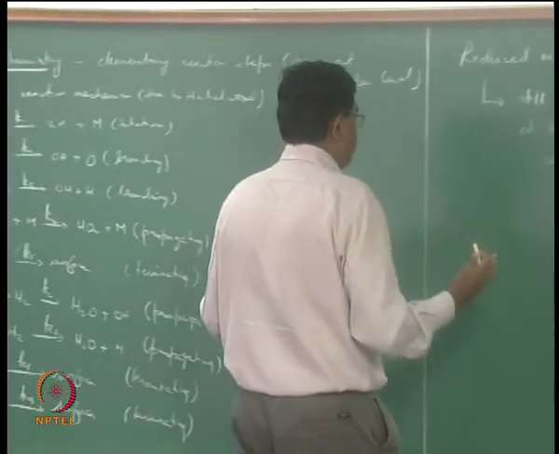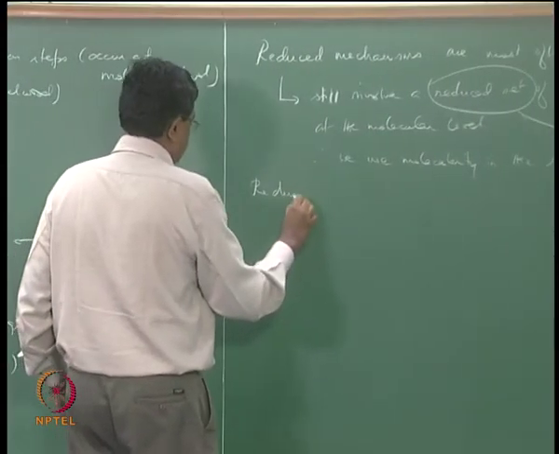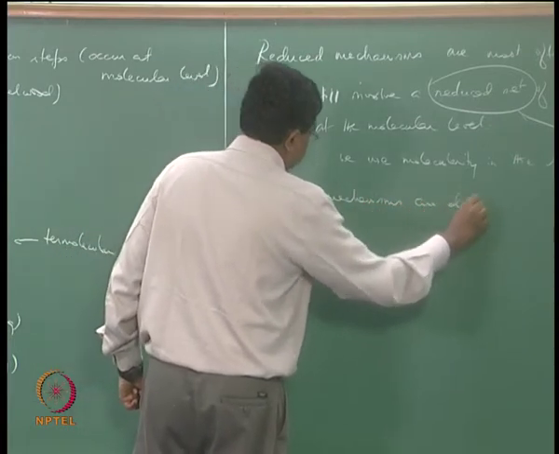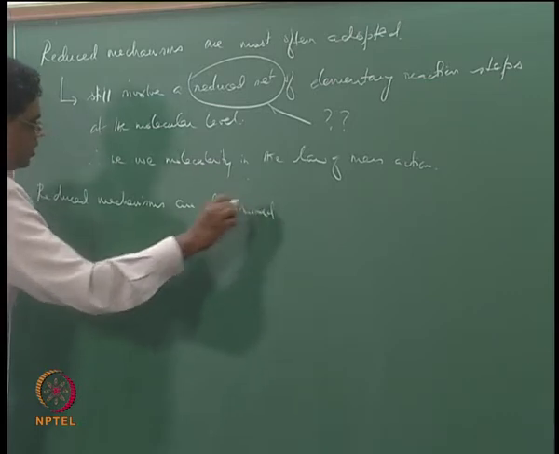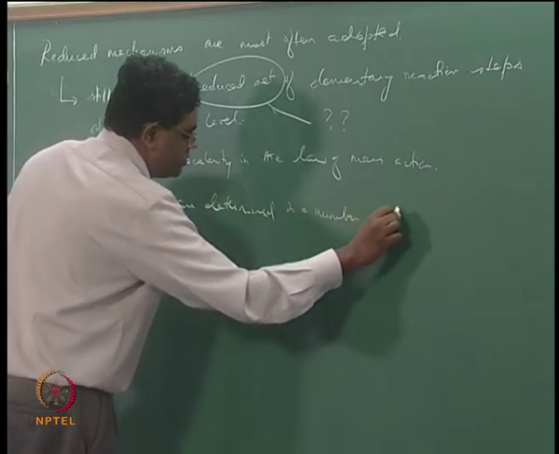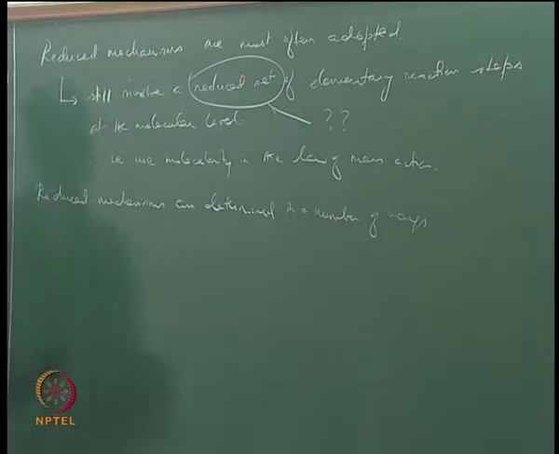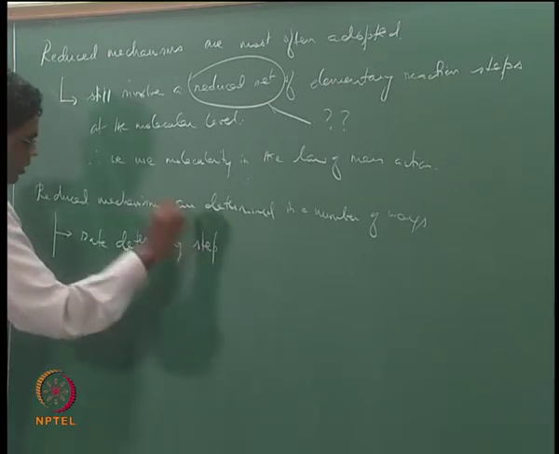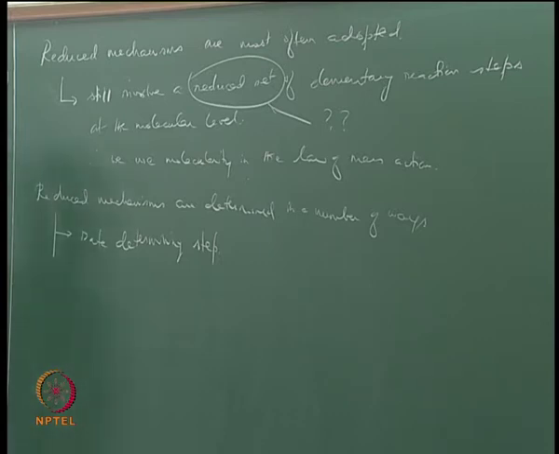Reduced mechanisms are determined in a number of ways. I'm not going to say much more about this, but the easiest for us to think about is to look at the rate determining step. The rate determining step is typically the slowest step that's happening.